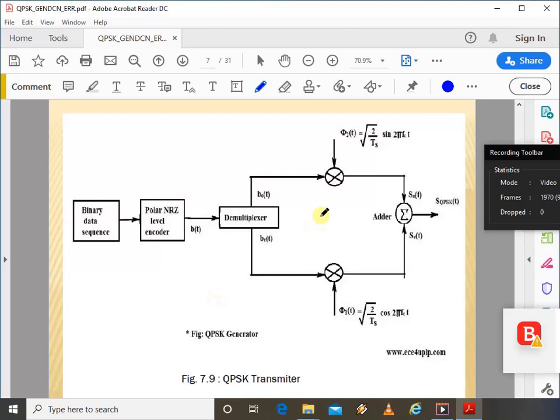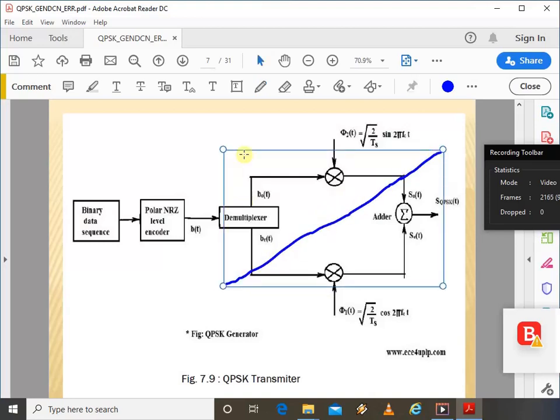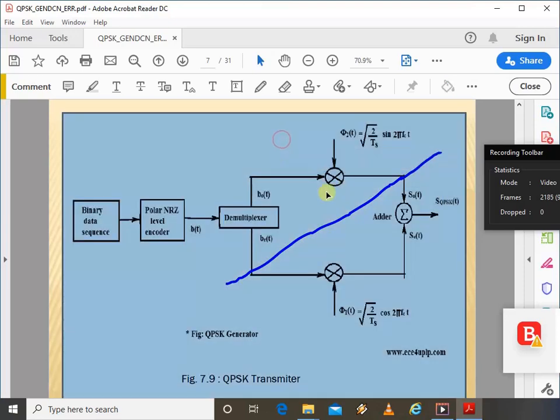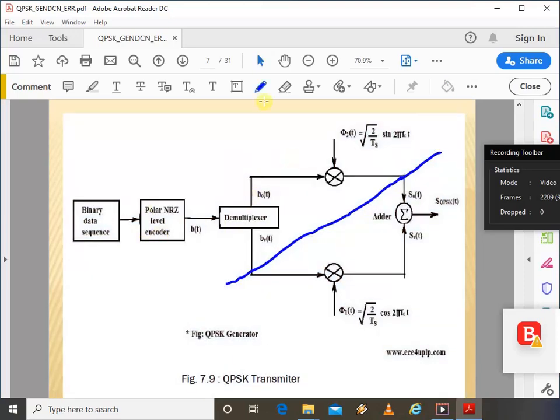Now let us see how to generate the QPSK signal. QPSK is nothing but a combination of 2 BPSK in parallel, or the parallel operation of 2 BPSK modulators produces a QPSK signal. Let us divide this transmitter into 2 parts. The upper part contains one BPSK modulator and the lower part contains another BPSK modulator.